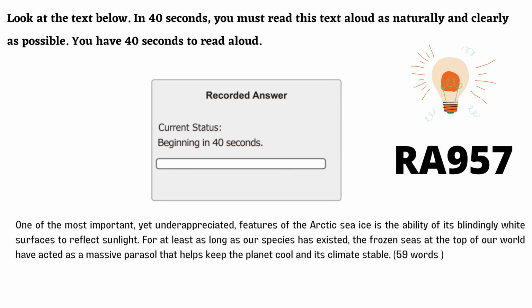One of the most important, yet underappreciated, features of the Arctic sea ice is the ability of its blindingly white surfaces to reflect sunlight. For at least as long as our species has existed, the frozen seas at the top of our world have acted as a massive parasol that helps keep the planet cool and its climate stable.